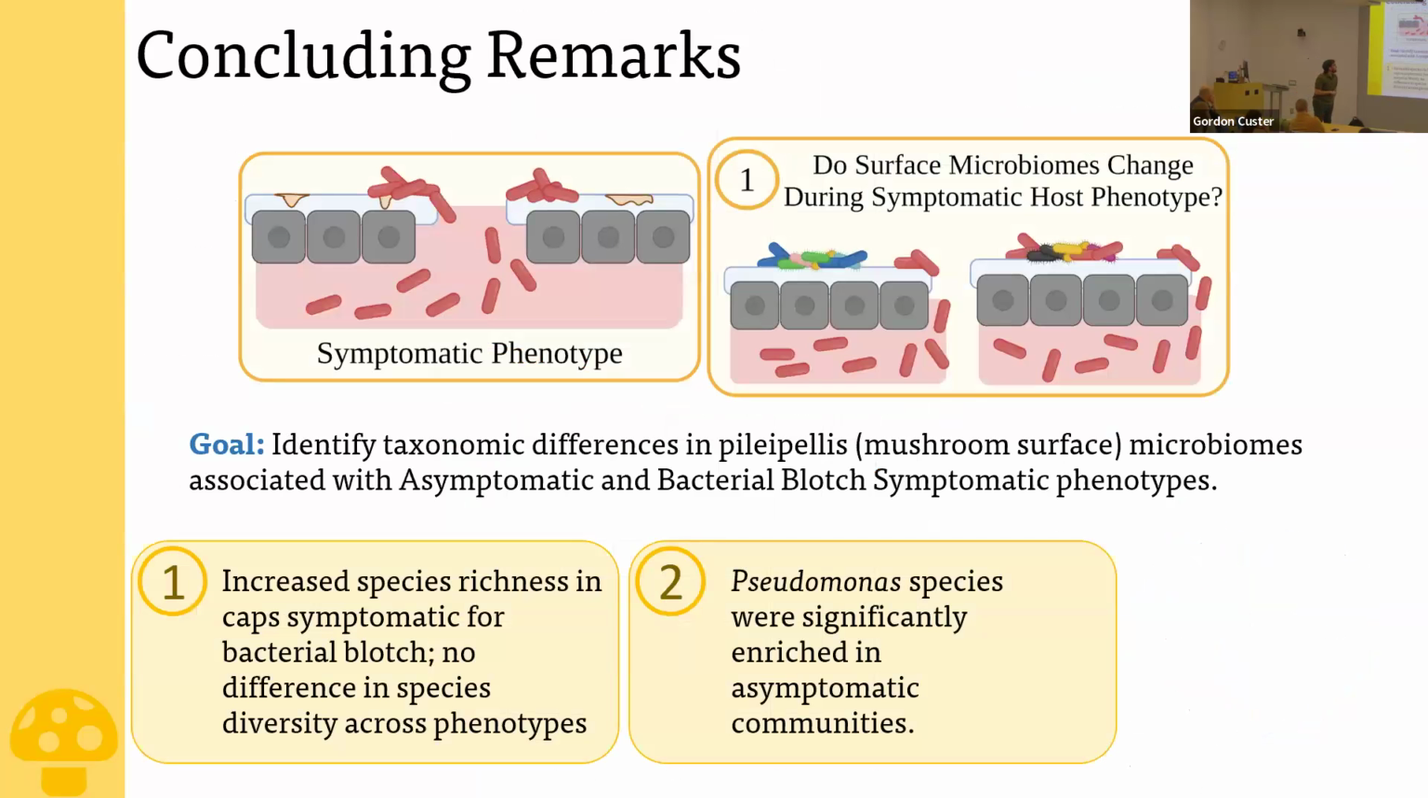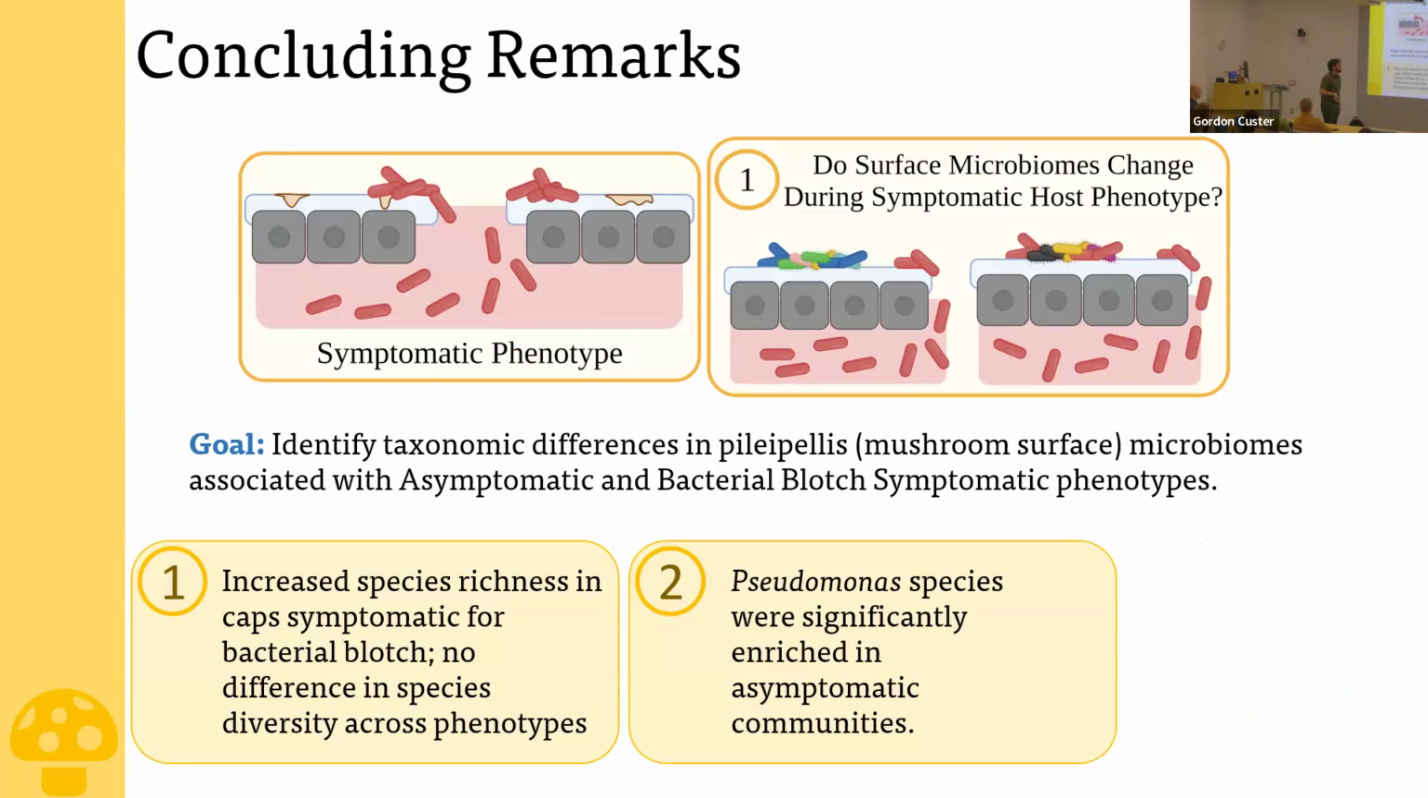Okay, so to conclude this section, we had the goal of identifying these taxonomic differences in the mushroom surface. And we can see on our first one that there is an increased species richness in our caps symptomatic for bacterial blotch, even if no difference in species diversity technically exists, right? Because of the similarity in the evenness.